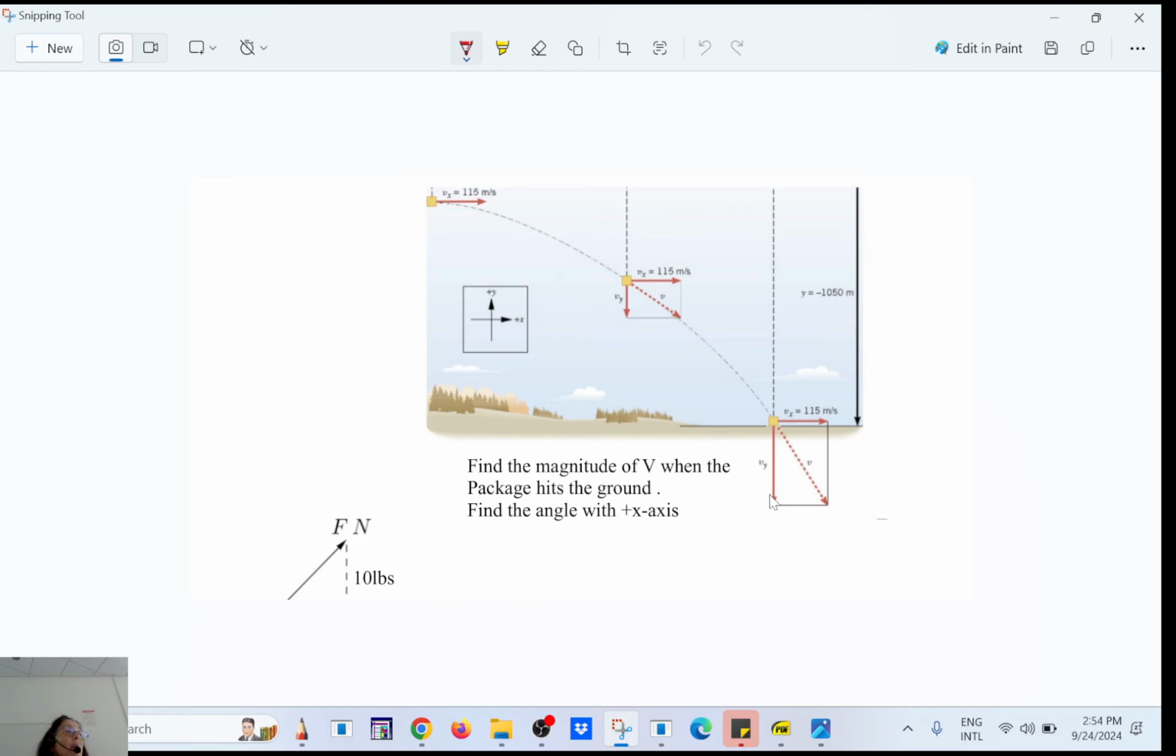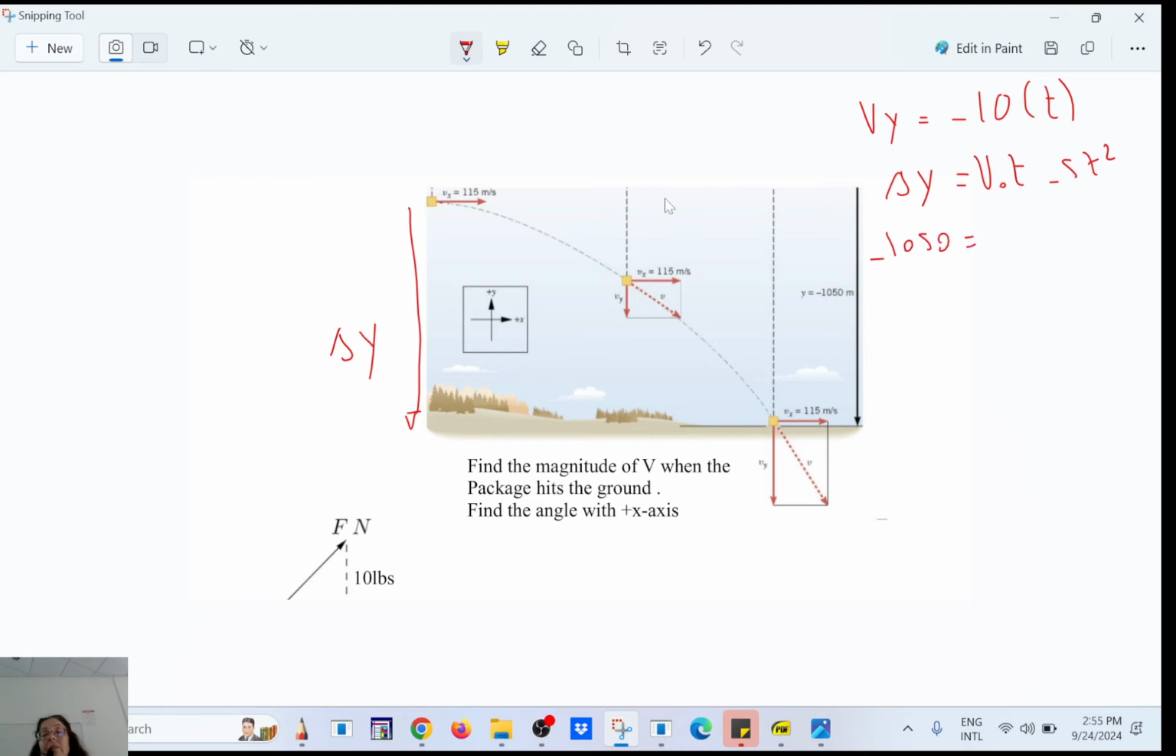Do you remember? So the Y component was equal to the initial velocity, which is 0, because it's not being pushed down, and then minus 10 times the time, right? How did we find the time? Because we knew the Y displacement. That was minus 1050. Initial velocity is 0 here because you don't push down. Minus 5t squared. So you find the time, and here you can find the final velocity, 145.